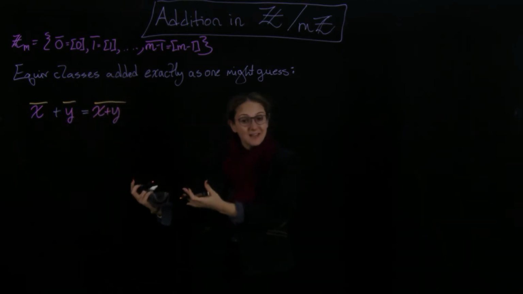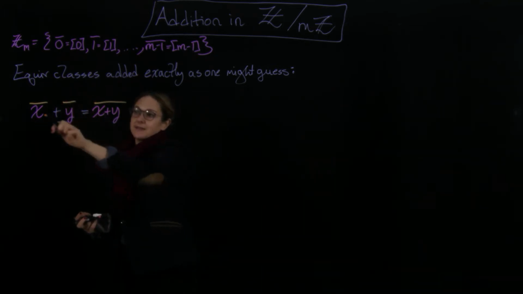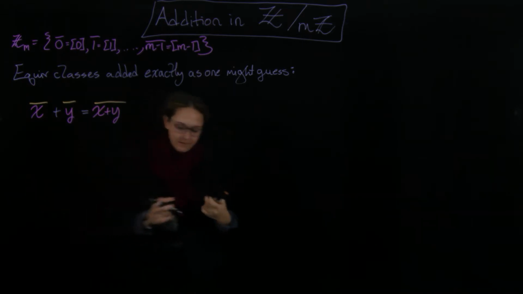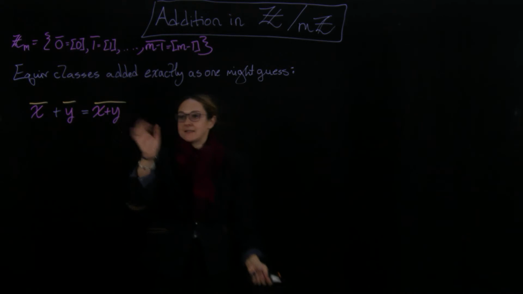So there's something to say in terms of that being well defined. This has lots of elements. This has lots of elements. I wrote some representative, but how do I know that adding those would be the same as adding two other representatives in the same equivalence class?